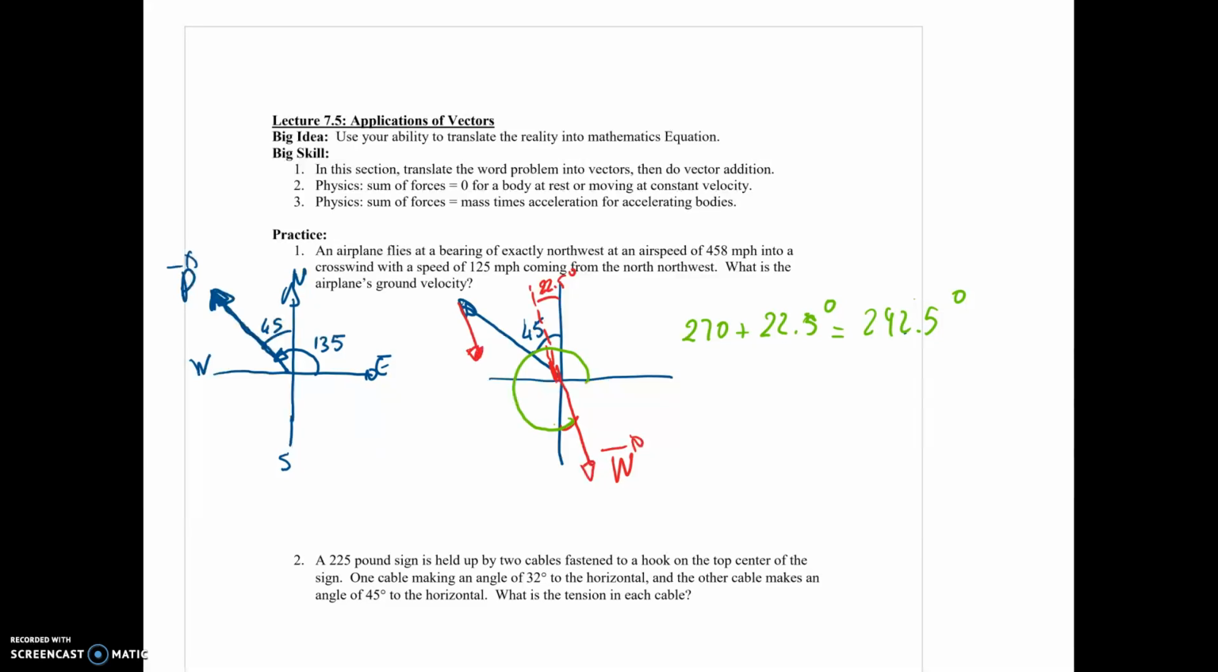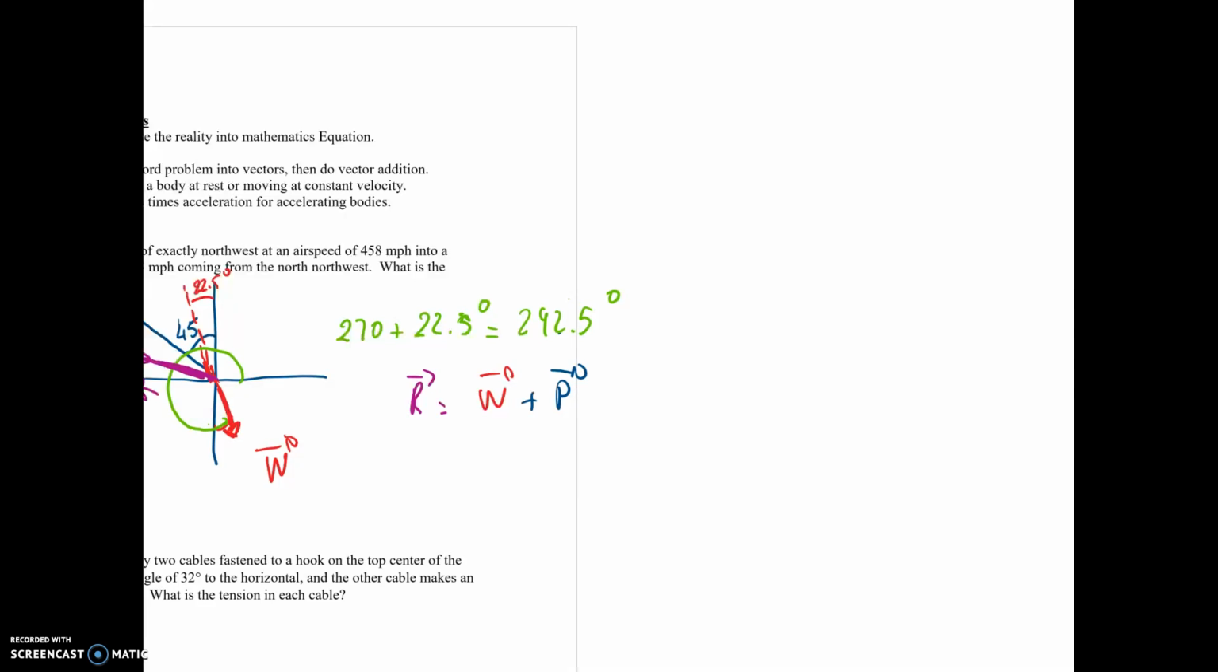So now if I take this wind and I represent this wind right there, it needs to be as small as possible because it has to be a representation of 125, so the length of this vector has to be smaller than the other one, because the other one, the blue one, is representing 458, and therefore the resultant, that is going to be your resultant R. Okay? And I know that the resultant R is equal to the crosswind plus the plane.